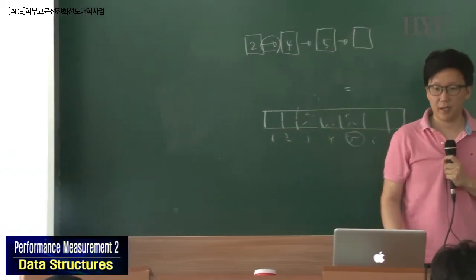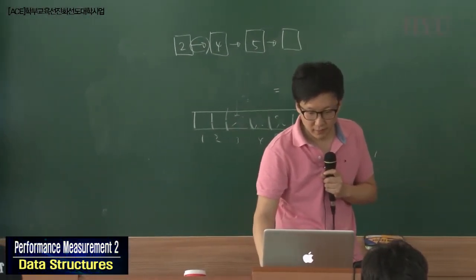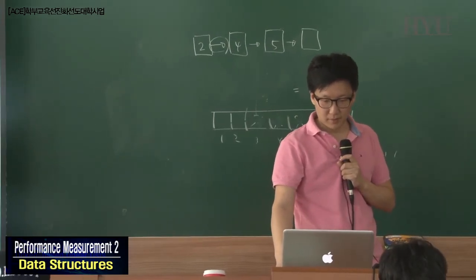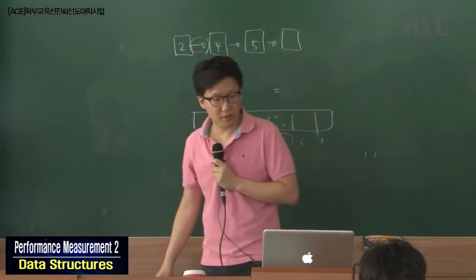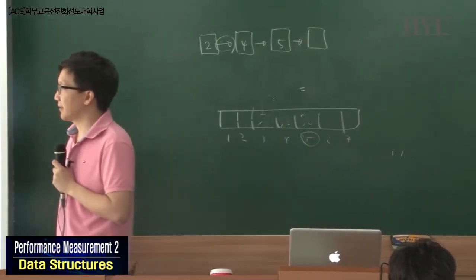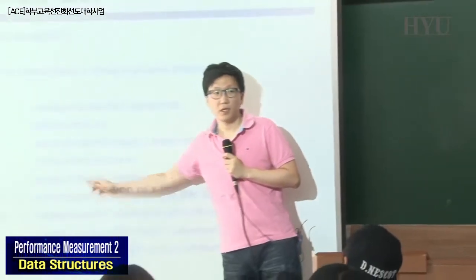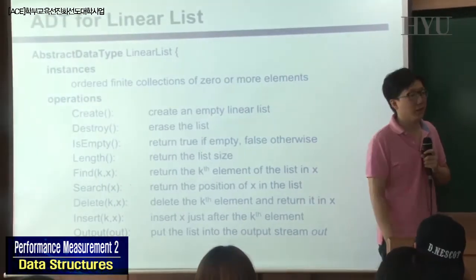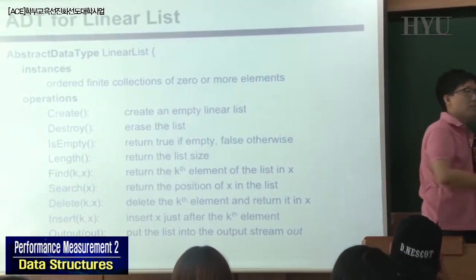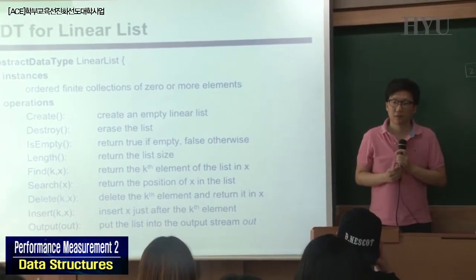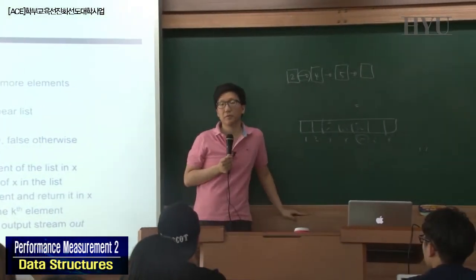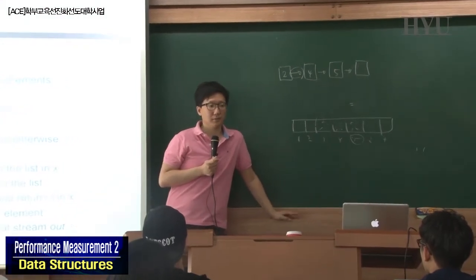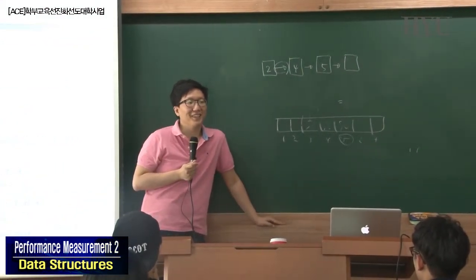What if I want to do one of the operations? Let's see. For example, I'd like to do this length operation in two different implementations. How do you do this for this array-based representation? Okay.